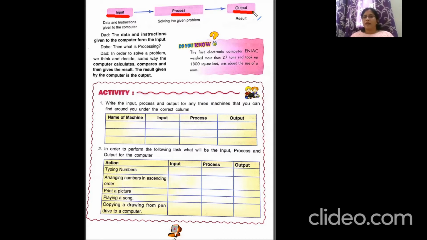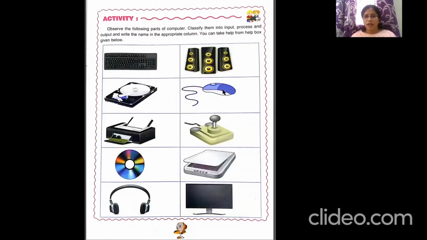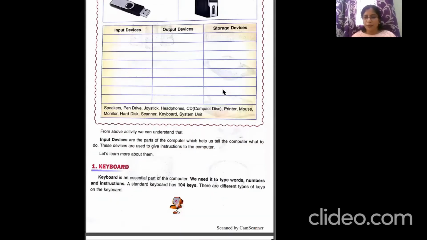Just like the way for solving a problem, we think about it and then we decide the correct way of doing it. Same way the computer calculates, compares, and then gives the result to us. The result given by the computer is called the output. Whatever result we get, that is the output. These activities, children, we will be doing whenever you get the textbook. Until then, we'll complete the chapter.